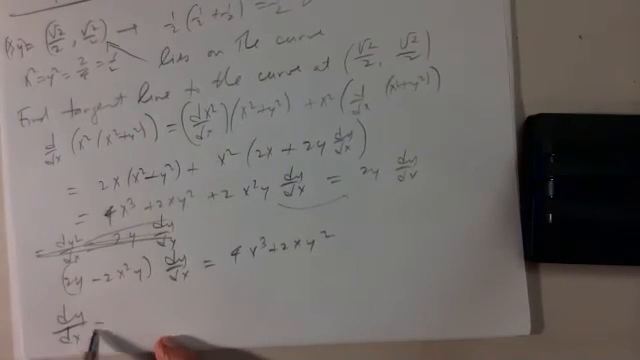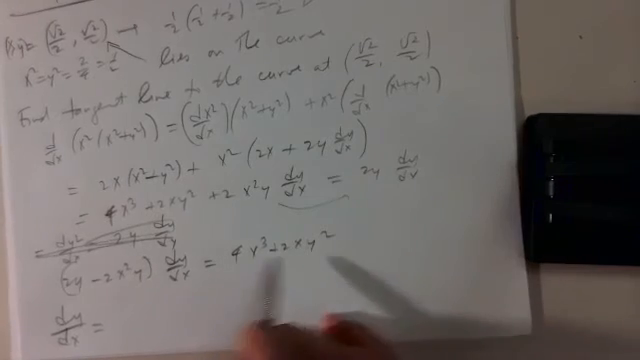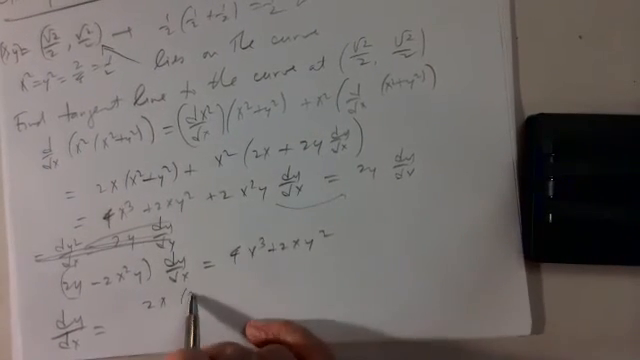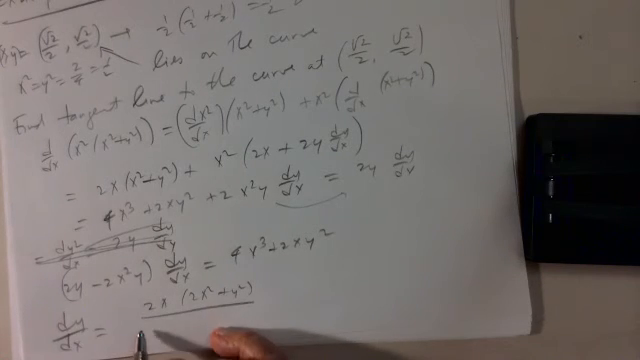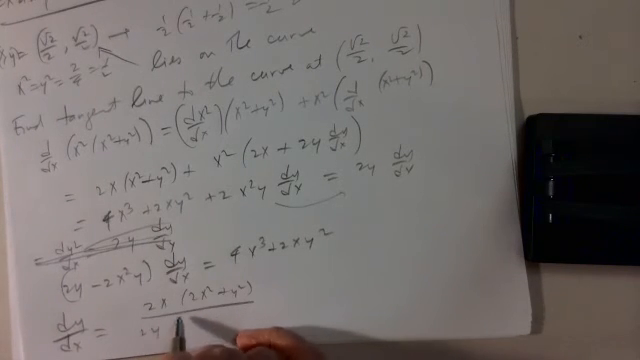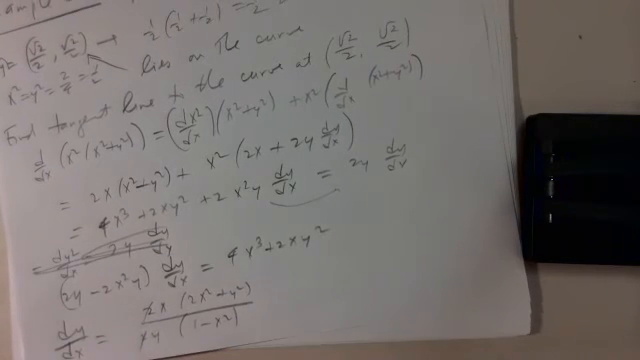So dy dx is equal to, let's see, what is this? I can factor out a 2x from this: 2x times 2x squared plus y squared over this. I can factor a 2y out of this times 1 minus x squared. These twos cancel.